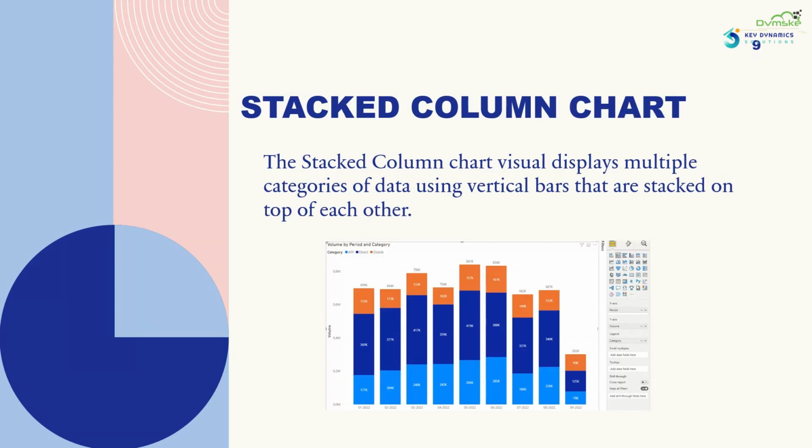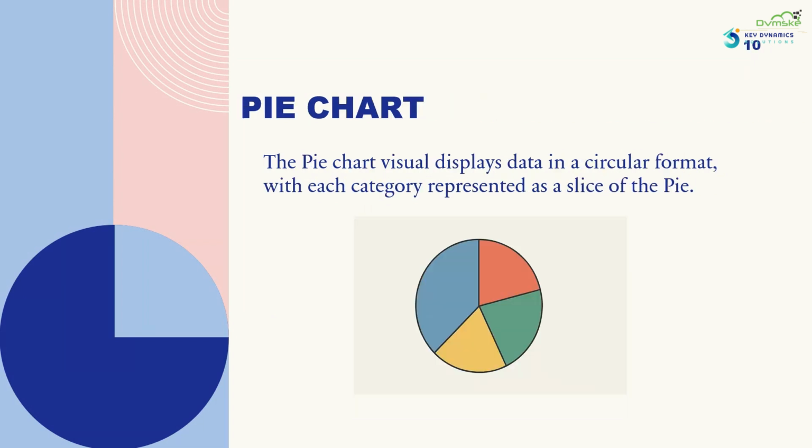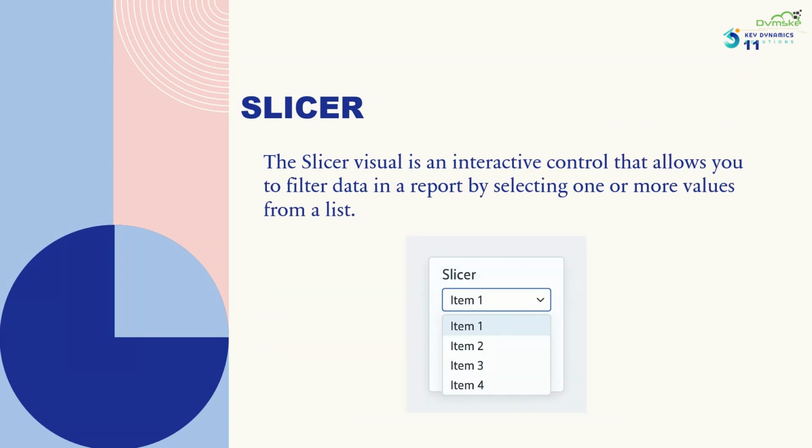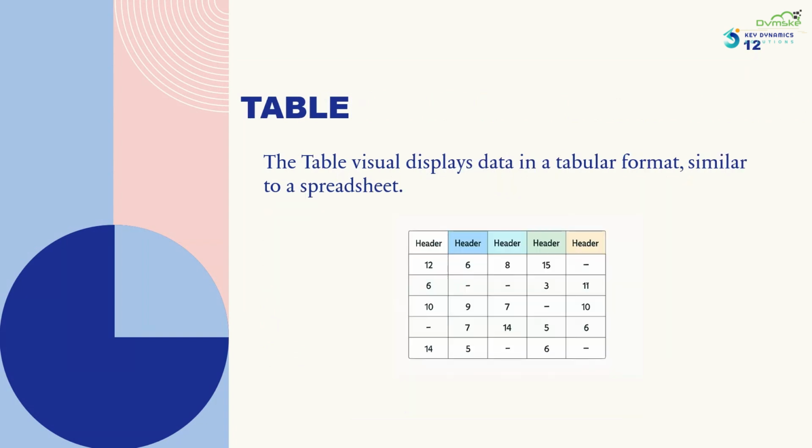The stacked column chart compares different categories in vertical bars. The pie chart divides a circle into slices for each category. The slicer is a visual which lets you filter reports easily with a click. The table is a visual which displays data in rows and columns just like Excel.